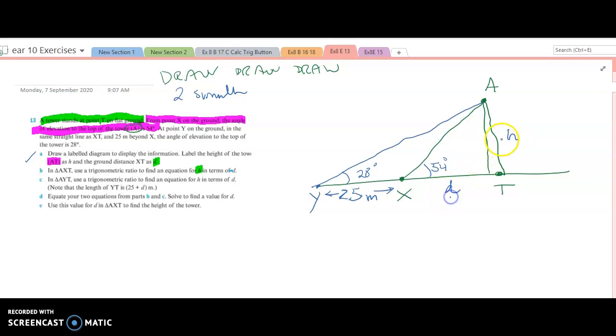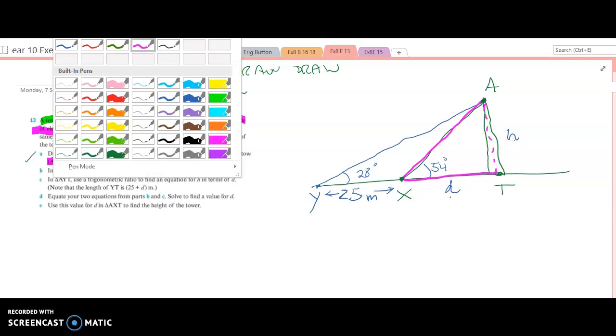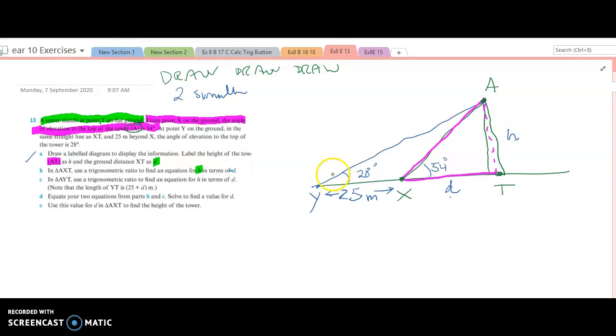And this is the problem. We have two unknowns, H and D. But fortunately for us, we have two triangles. We have this triangle here, which includes the height of the tower. And we have a second one, and that's the important part. We need two triangles. This time it's the green one, which overlaps. As you can see, it's 25 plus D, and of course that uses the same height. So that's why it's simultaneous, because they both have the same H value.